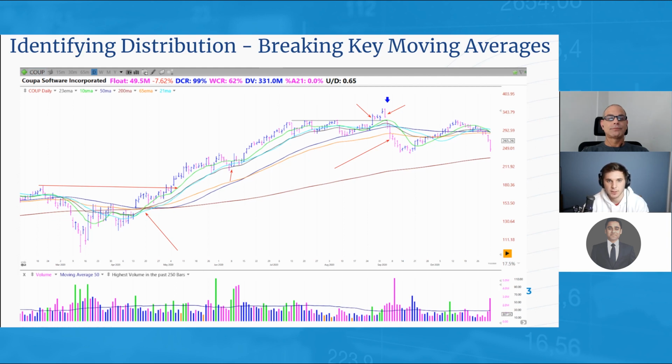So again, the key thing to look out for is look to the left. What key moving averages had it been respecting? Is it still currently respecting those key moving averages? Or potentially, are there distribution signs piling up? Large breaks down on high volume, poor closing ranges, and has the character of the stock changed? And a key way to identify that is the stock breaking key moving averages that back in the uptrend it had been respecting. So that's really what you want to look out for.